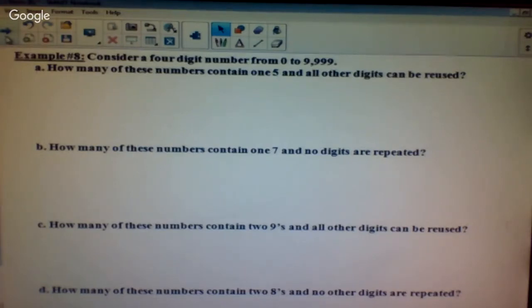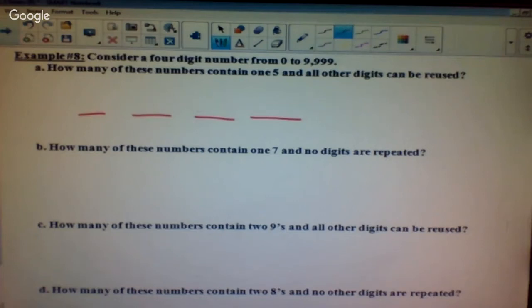4-digit numbers. Okay, so I need 4 digits. 1, 2, 3, 4. Here's your specific again, just like the 2 guards, the 2 forwards, and a center. I need 1 five. So one of these spaces has to be filled with a 5. So I write that as I have 4 spaces available and I'm filling 1 of them. 4C1. That takes care of this 5.